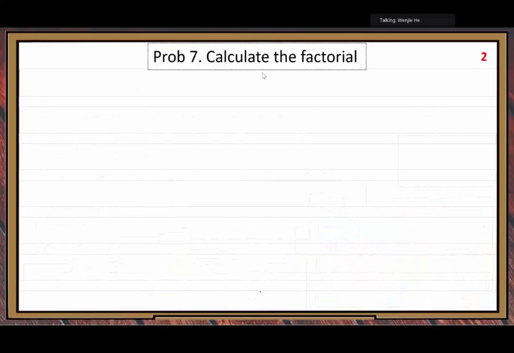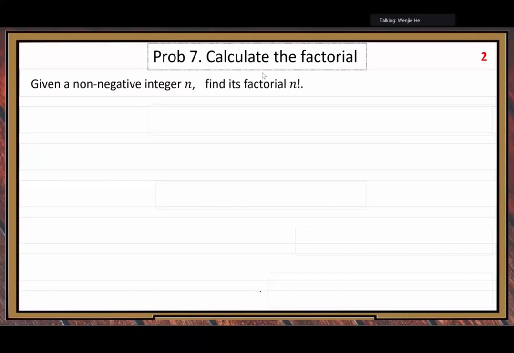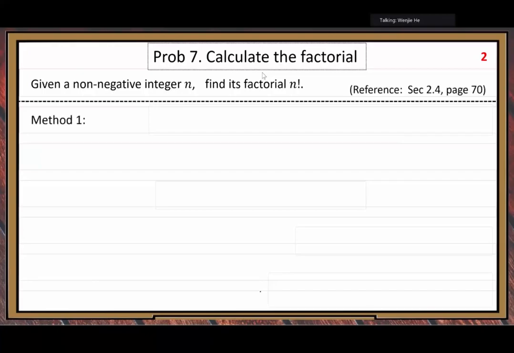Next, let's calculate our first example of using recursion: calculate the factorial. Given a non-negative integer n, we need to calculate n factorial. Although for this one we do not need recursion, here we like to use it as a simple example to help us understand how recursion works. All right. Method 1, iterative method.